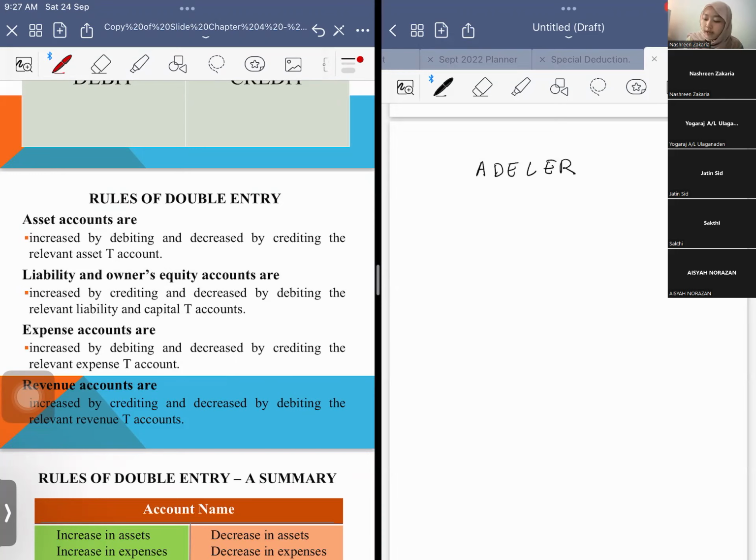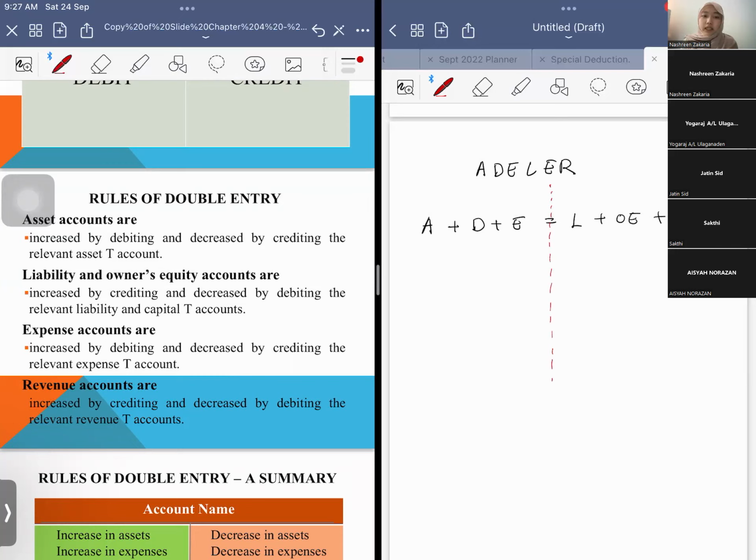Okay, we have asset plus drawing plus expenses equals liability plus OE plus revenue. Based on this equation, I formed a formula for you to be able to identify the effect of each transaction. It is also referring to the rules of double entry. So look here.